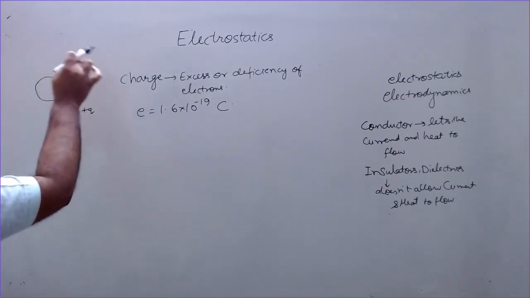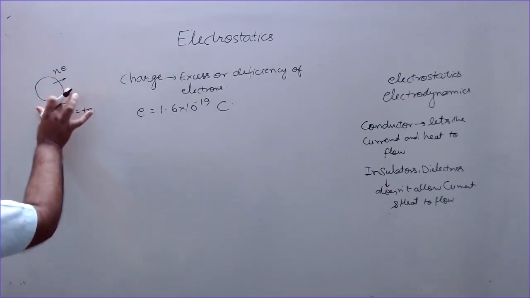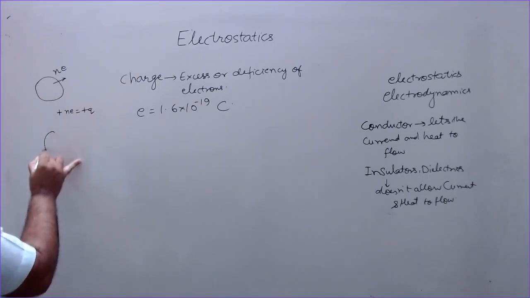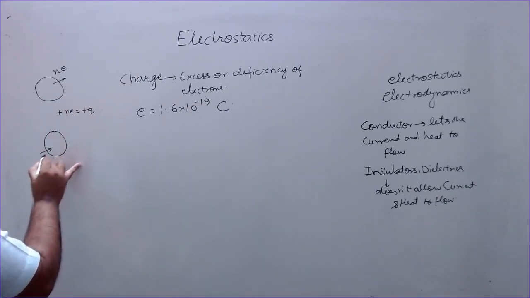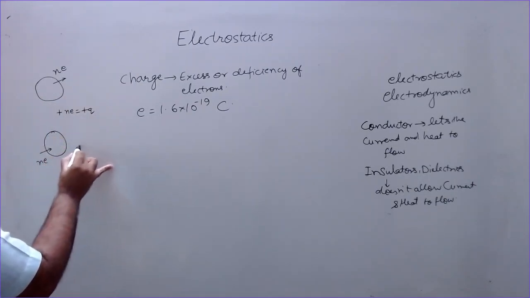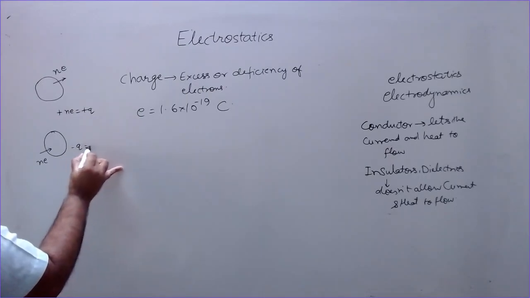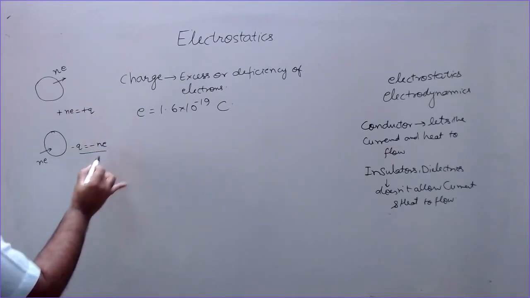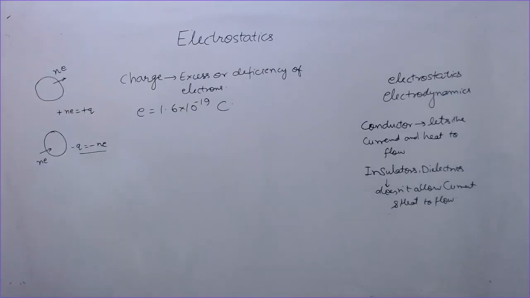If electrons are going out of this, then it is acquiring a positive charge. And if a body is acquiring n number of electrons, then it is having a negative charge, which is equal to minus Ne. So charge is nothing but the excess or the deficiency of the electrons.